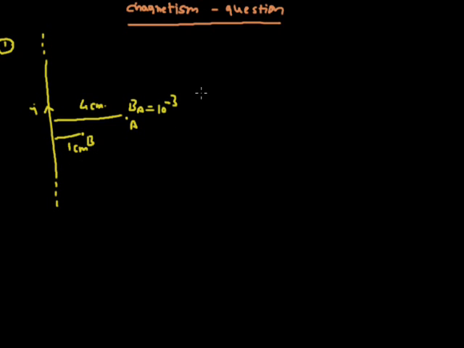Okay, now the question is that if at a point which is 4 centimeter away from the wire, the magnetic field is 10 raised to power minus 3 Tesla. Okay, so now you have to find the magnetic field at a point which is 1 centimeter away from the wire. So now we know that B from wire is equal to mu naught I upon 4 pi d (sine theta 1 plus sine theta 2).